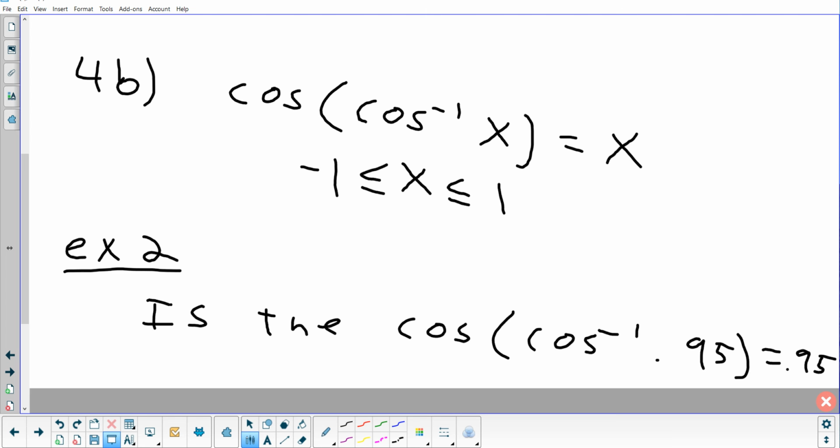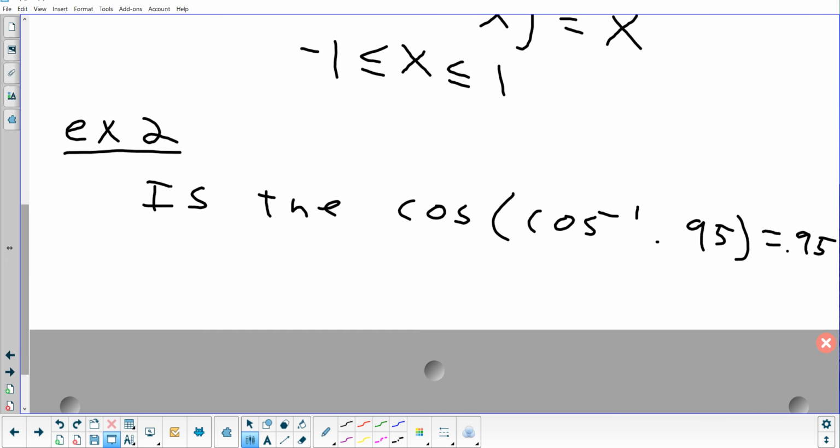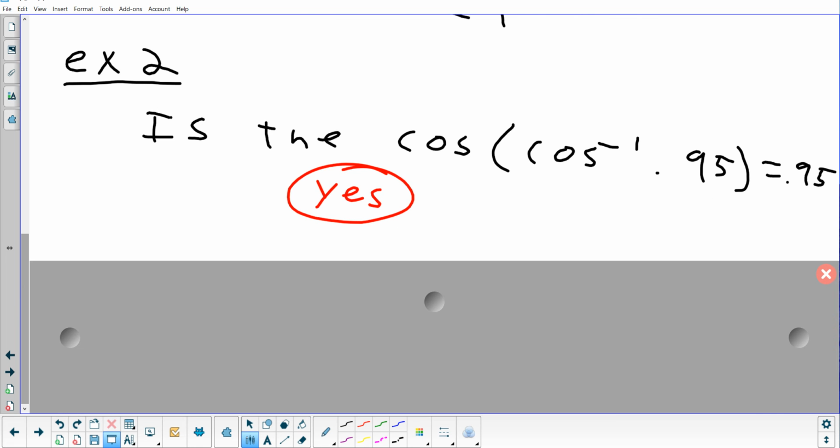All right, so first one is the cosine of the inverse cosine of 0.95. Would that come out to 0.95? So Tyler, which formula is this? Is this the 4a or the 4b? 4b. Yeah, inverse is on the inside, so it's the 4b. And what are we supposed to be between for what we plug in? Between negative 1 and 1. And did I plug in a number between negative 1 and 1? Yeah. Yep. So that's going to work. It's getting close to 1, but that's okay. That'll still work. So the answer there would be yes.